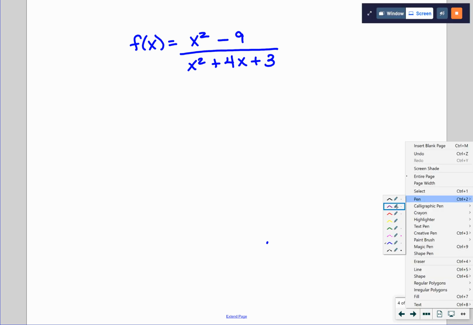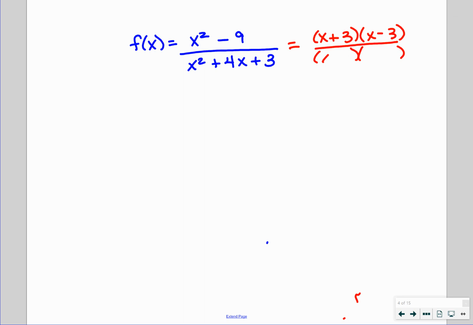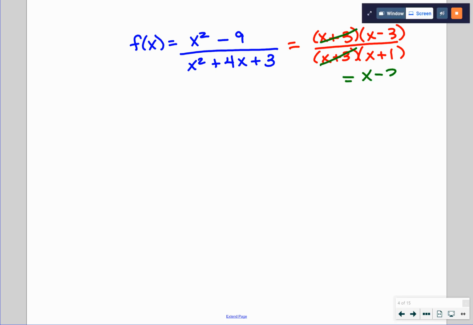Does my numerator factor? To what? Close. x plus 3, x minus 3. Difference of squares, going to factor to conjugates. What about the denominator? What multiplies to 3 and adds to 4? Not quite. x plus 3 and x plus 1. Okay, so do we have any common factors that would cancel? Anything cancel? x plus 3's cancel. Okay, so the simplified equation is x minus 3 over x plus 1.